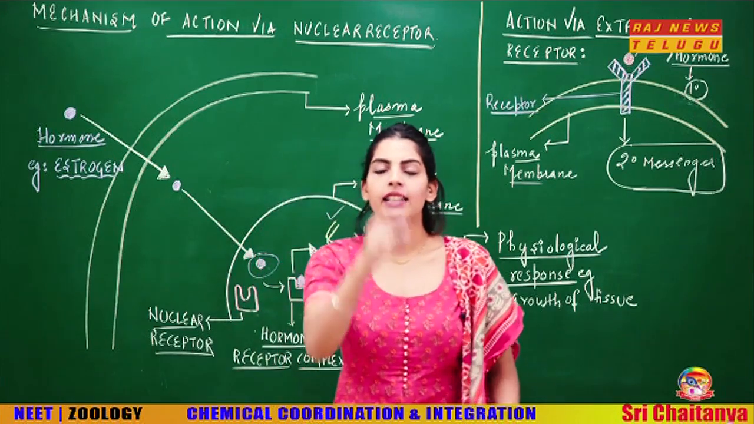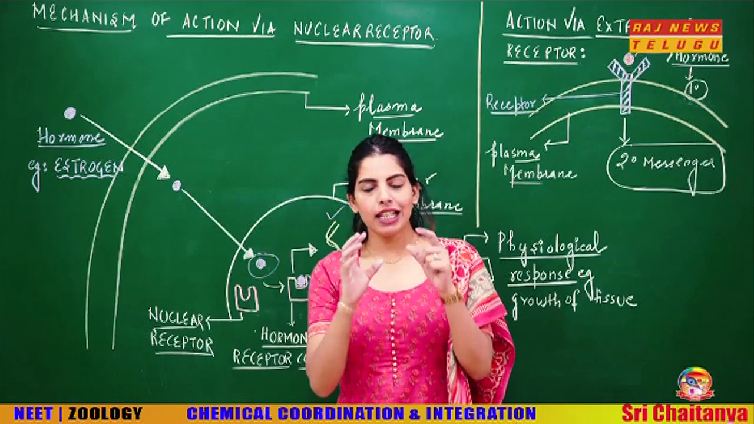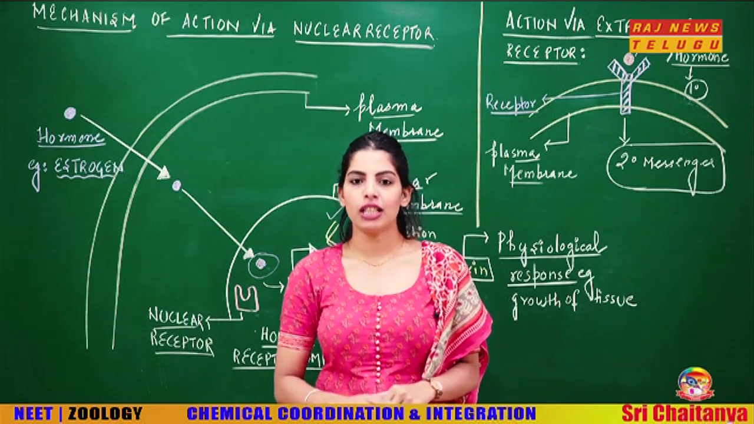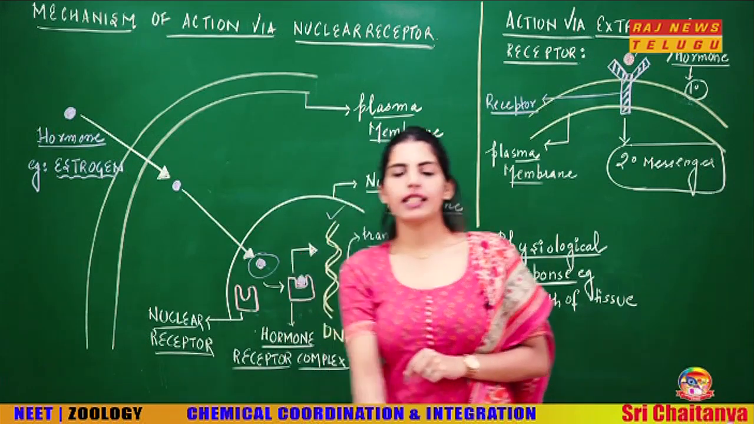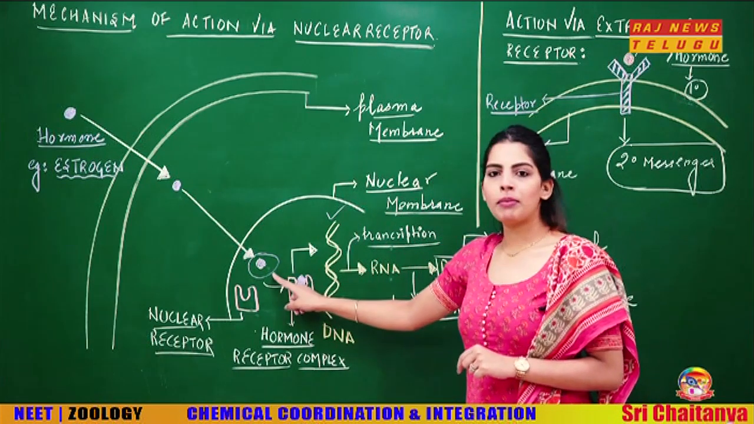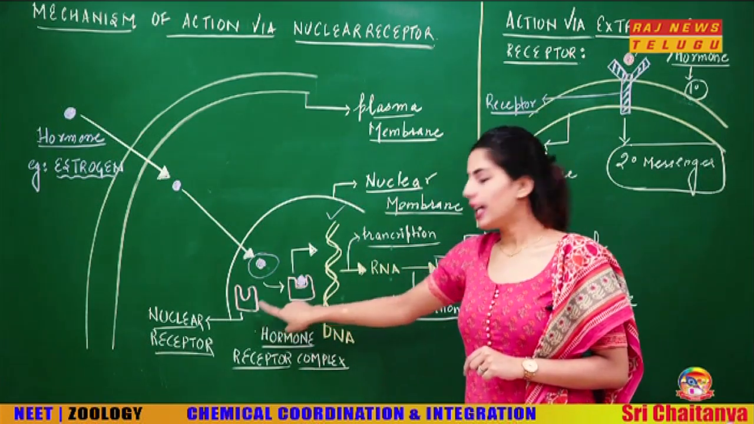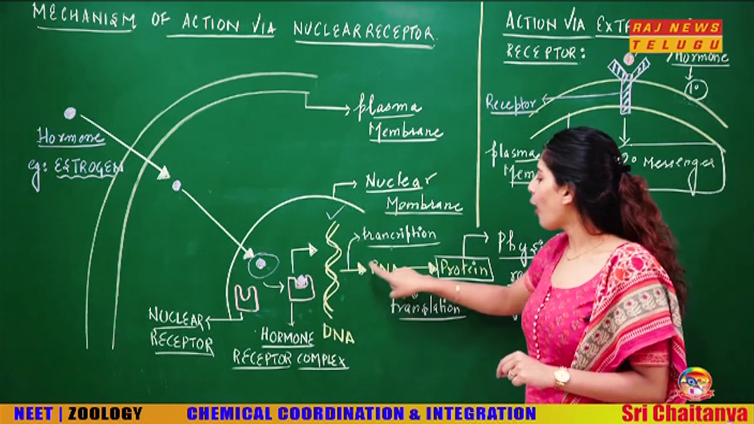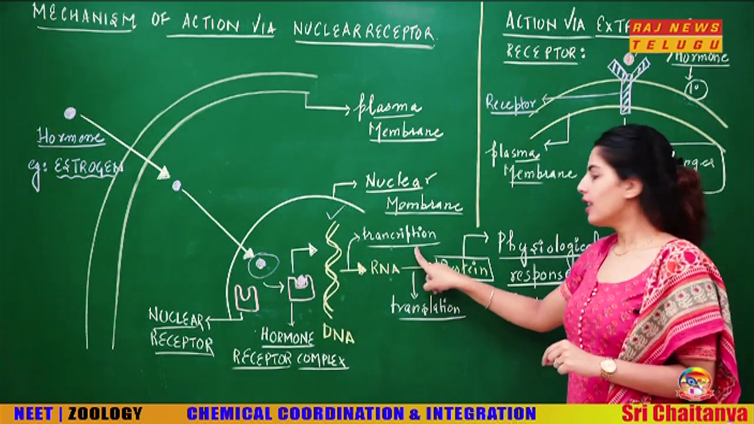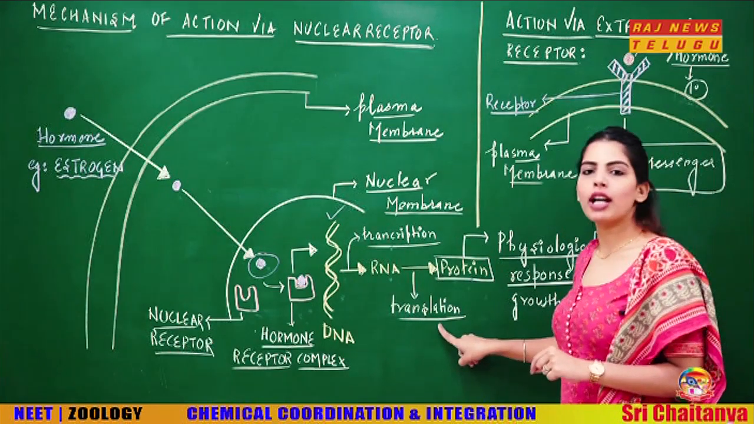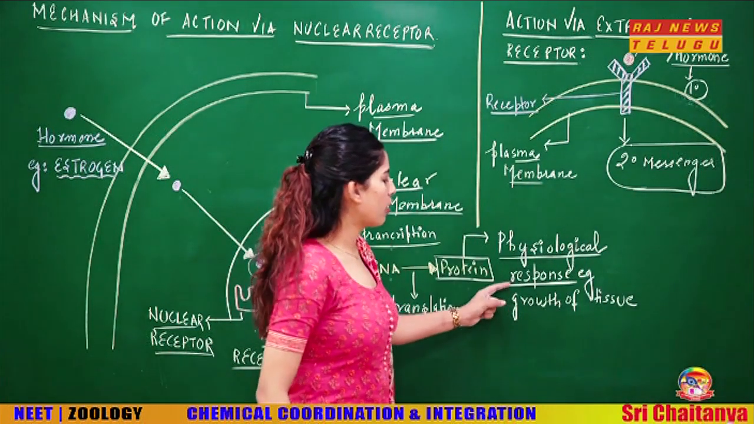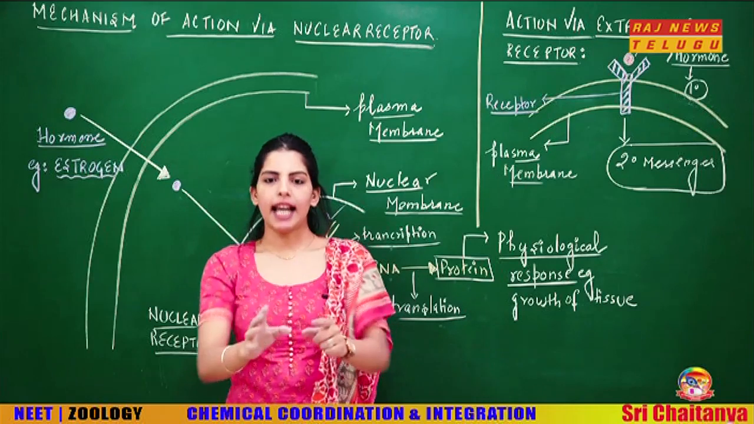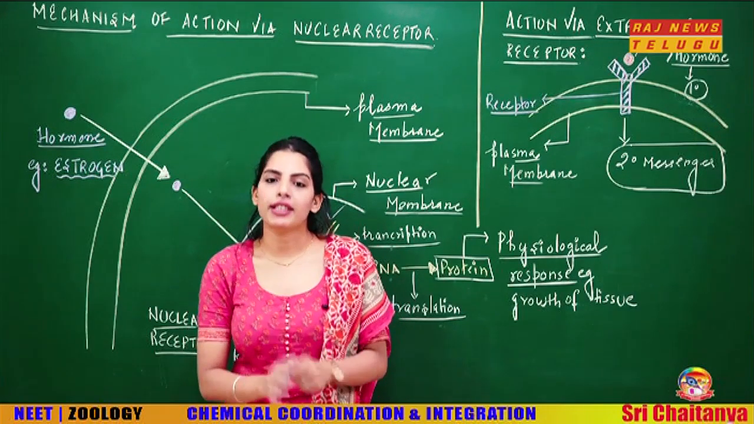Okay, I'm again telling you in short, just go through this. The hormone which is going to cross the plasma membrane, which is lipid soluble, for example estrogen, acts via nuclear receptor. It crosses the plasma membrane, it crosses the nuclear membrane, it binds with the nuclear receptor, it forms the hormone receptor complex, it binds on the DNA, that forms RNA via transcription, that forms protein via translation, and that protein is actually a specific physiological response. Got? That is the mechanism of action via nuclear receptors.